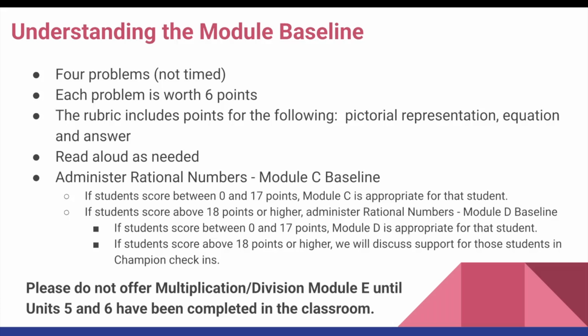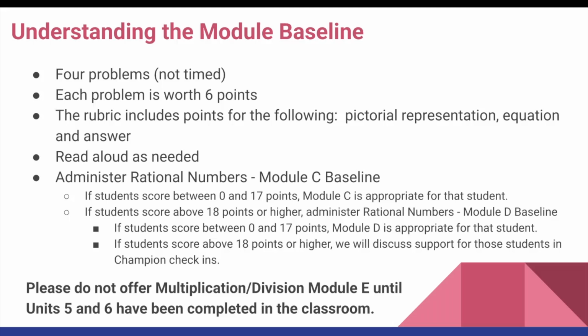You will administer the rational numbers Module C baseline. If a student scores between 0 and 17 points, Module C is appropriate for that student. If a student scores 18 points or higher, administer rational numbers Module D baseline and follow those same rules. If they score below 18 points, then Module D is appropriate for that student. If a student scores 18 points or higher, we will discuss the supports for those students in our champion check-ins.